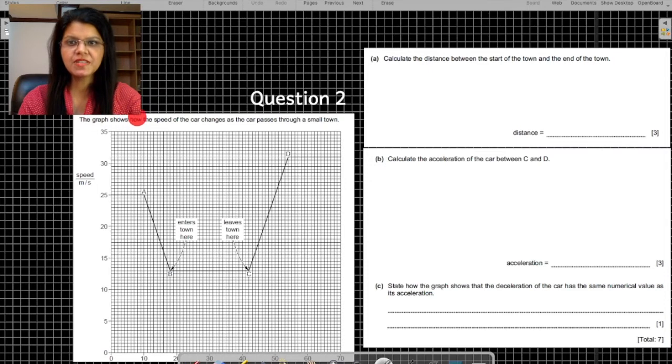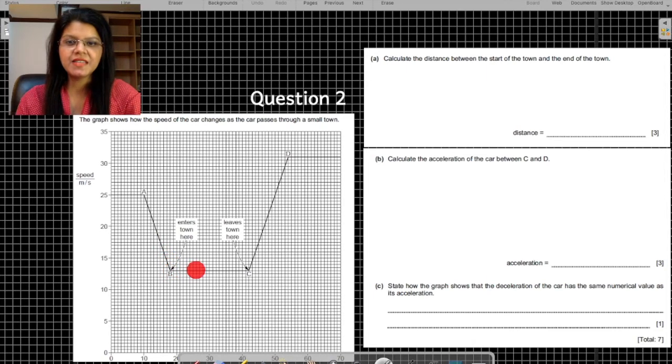So the graph shows the speed of a car. The graph shows how the speed of the car changes as the car passes through a small town. So you have a car, it is moving at a particular speed. It enters the town at point B. It decelerates. Maybe it was on a highway moving at a higher speed. It is entering the town, so it decelerates. Speed is going down. You see, speed is going down, deceleration.